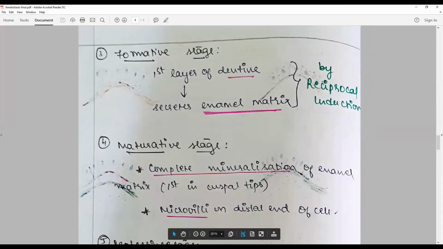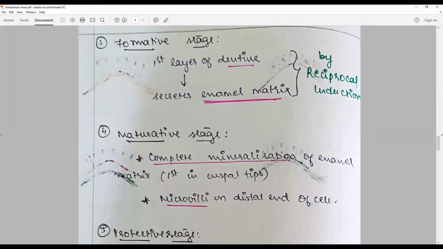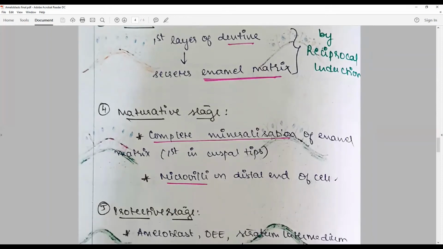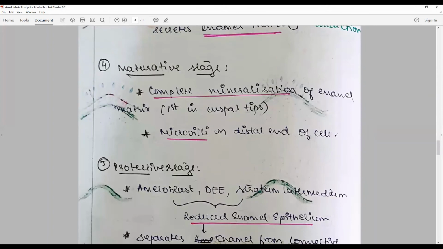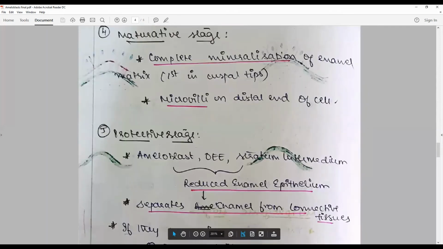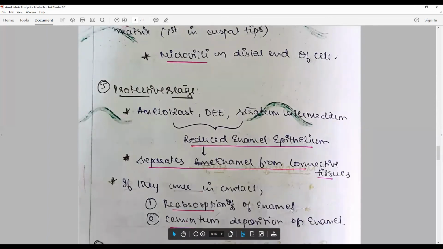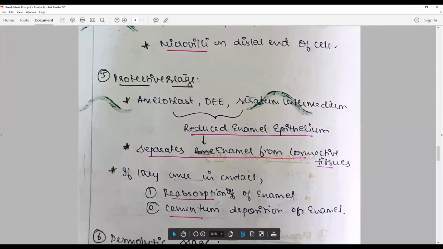The maturative stage starts the mineralization of enamel, first initiating at the cusp tips, with the appearance of microvilli at the distal end of the cells. Protective stage: ameloblasts, outer enamel epithelium and stellate reticulum, because of the exhaustion of the nutritional stores, all this collapses, so that the inner enamel epithelium and outer enamel epithelium, or post-functional ameloblasts, form a reduced enamel epithelium, and that separates the enamel from connective tissue, protecting it. And if there is a contact, there could be a resorption of enamel or cementum deposition happening over the enamel.